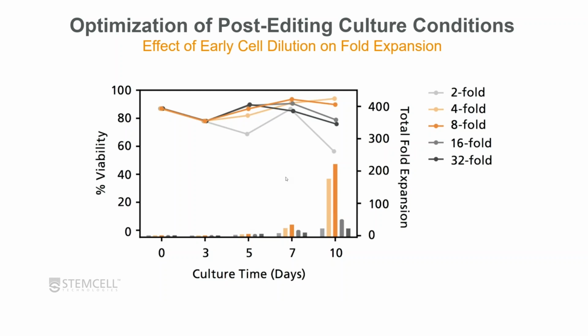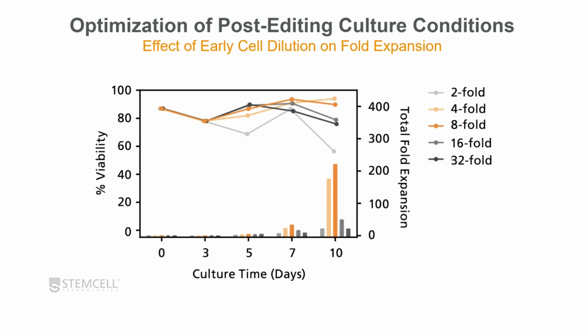We found that there is a strong effect of early cell dilution on the fold expansion of your T cells. In these experiments, T cell culture volume was increased 2, 4, 8, 16, or 32-fold on day 3 of culture. As you can see, the 4- and 8-fold culture volume increases resulted in the highest total fold expansion, as well as the highest cell viability, without any significant effects on the activation phenotype of those expanded cells.